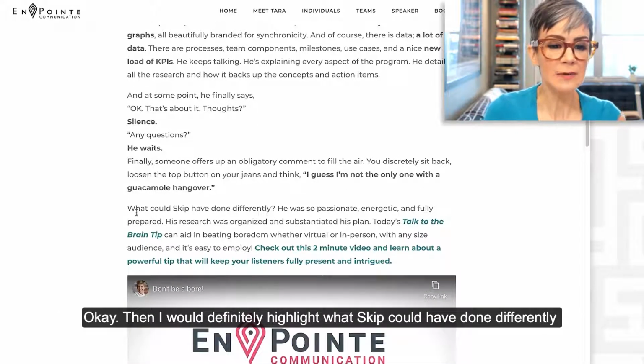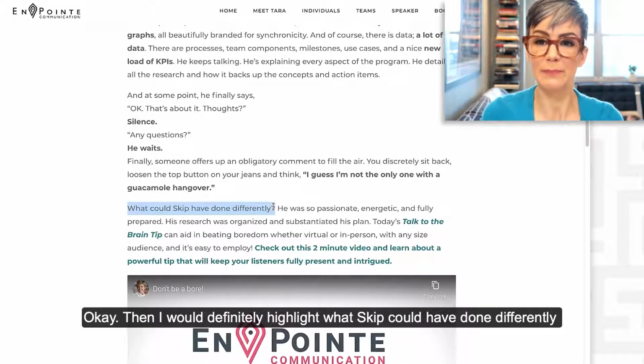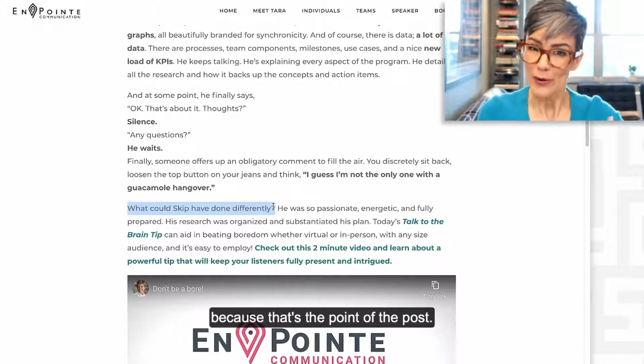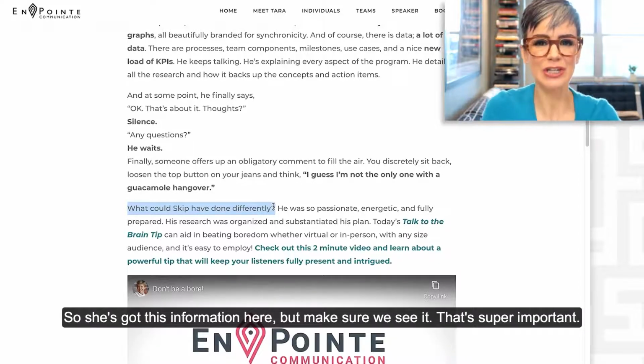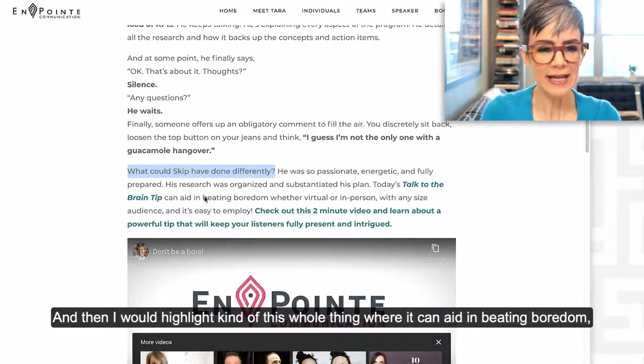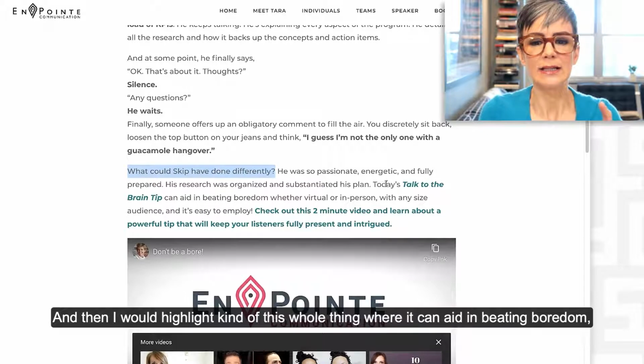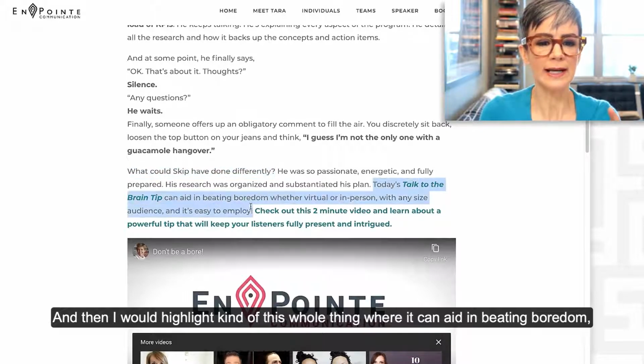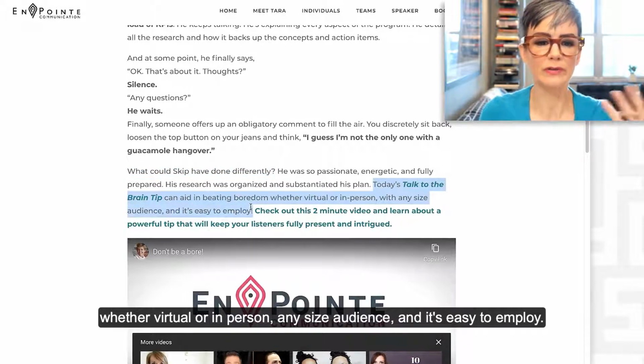Then I would definitely highlight what Skip could have done differently. Because that's the point of the post, right? So she's got this information here, but make sure we see it. That's super important. And then I would highlight this whole thing where it can aid in beating boredom, whether virtual or in person, any size audience, and it's easy to employ.